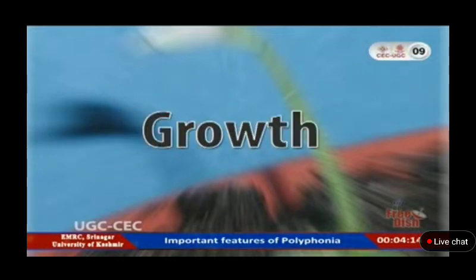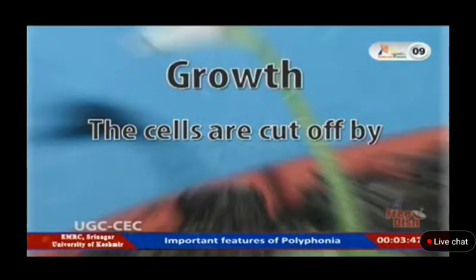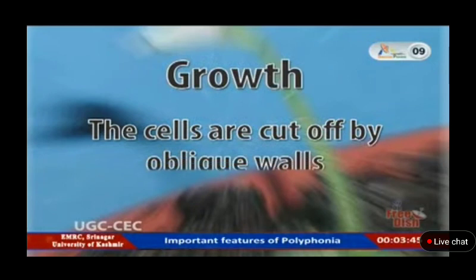Growth. The thallus of Polysiphonia grows by means of a dome-shaped apical cell which is situated at the extreme tip of the naked part of the central siphon. It cuts off a series of segments parallel to its flat posterior face. These segments elongate to form the axial siphon. The cells for the formation of branches are cut off by oblique walls.